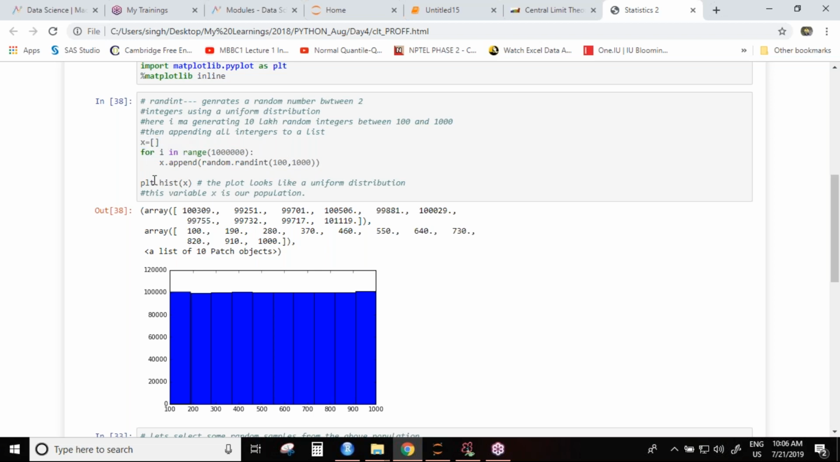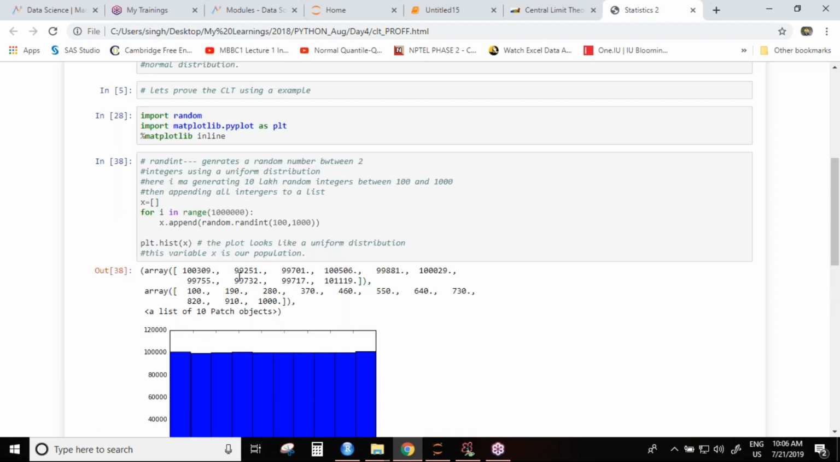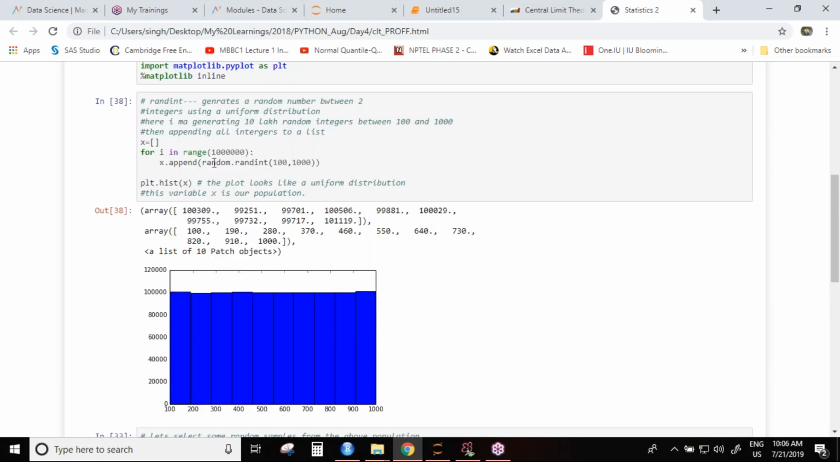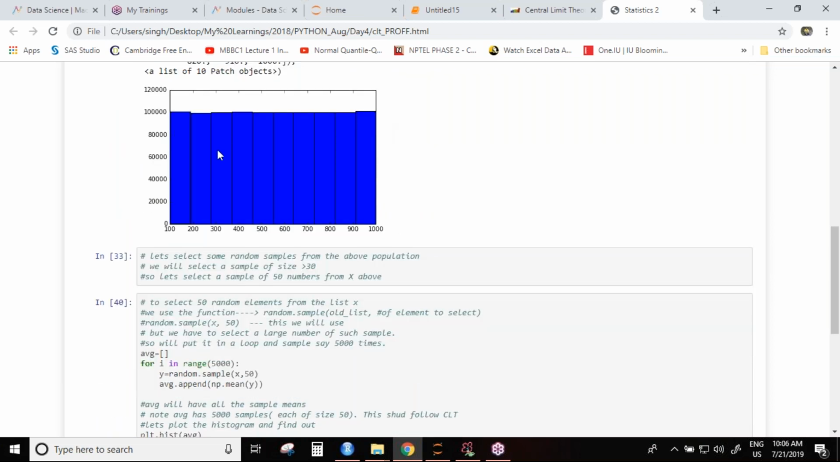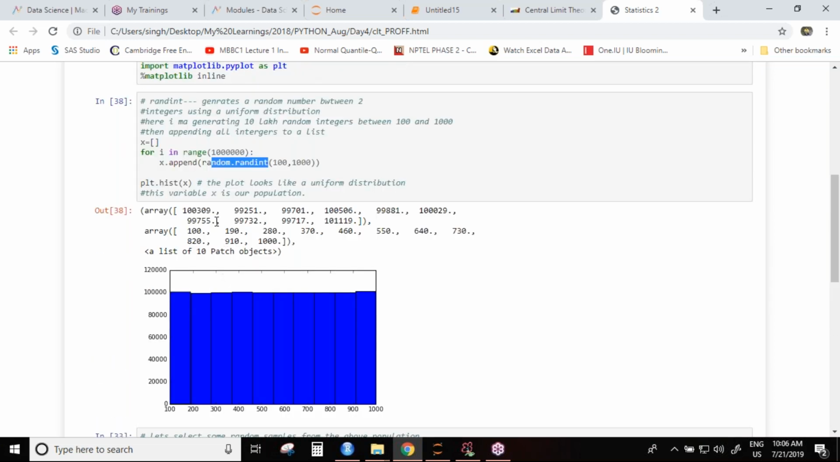And then I am plotting it. When I plot it, it looks something like this. This makes sense because random.randint will generate random numbers from a uniform distribution. So these numbers will come from a uniform distribution, and obviously when you plot it, it will look like a uniform distribution. So that's what it does.